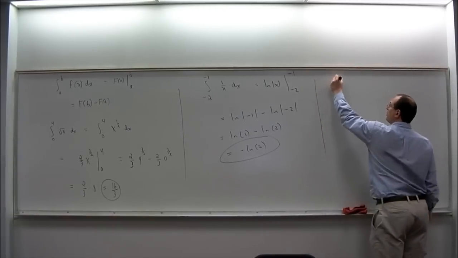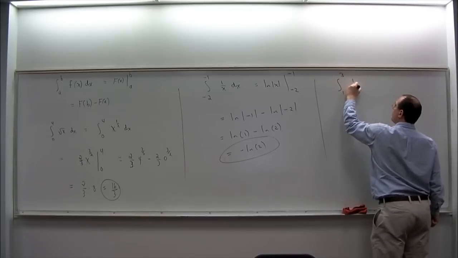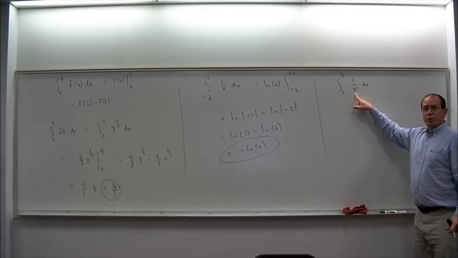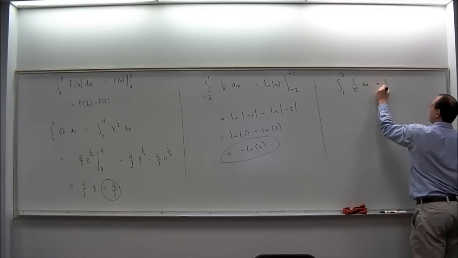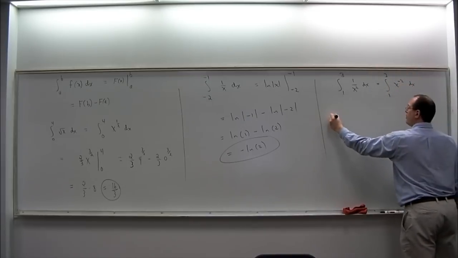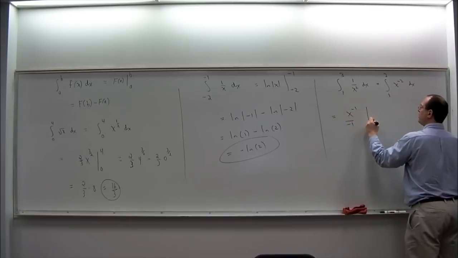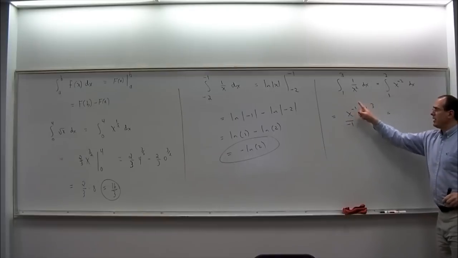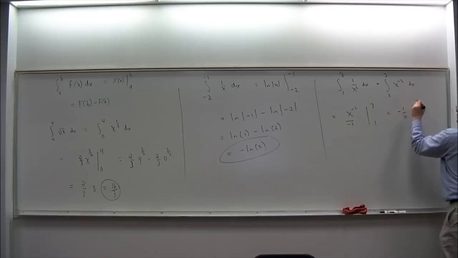The next example, integral 1 to 3 of 1 over x squared dx. So for this one, we do use the power rule and not the log rule here. This one can be rewritten as x to the -2, and then we can apply the power rule, x to the -1 over -1 from 1 to 3, and this antiderivative simplifies to -1 over x from 1 to 3.